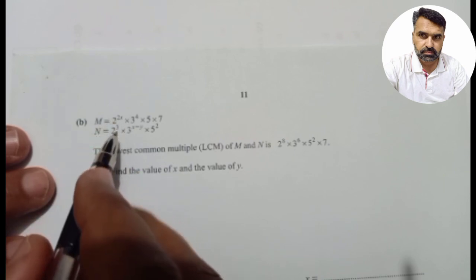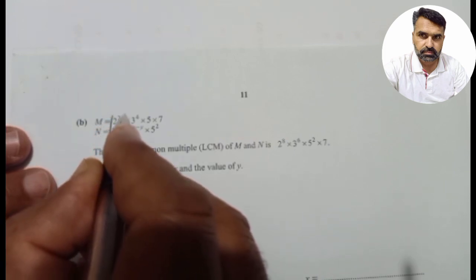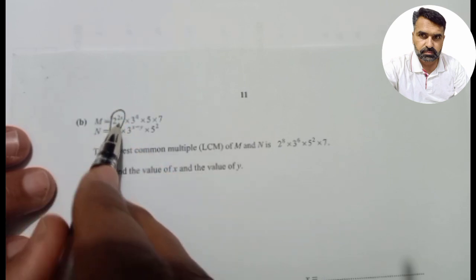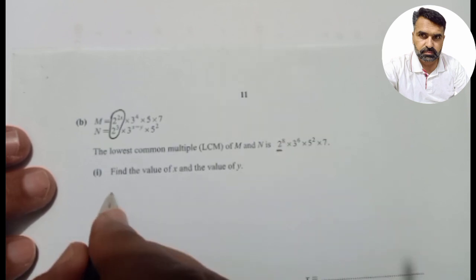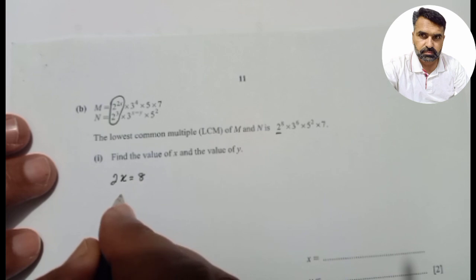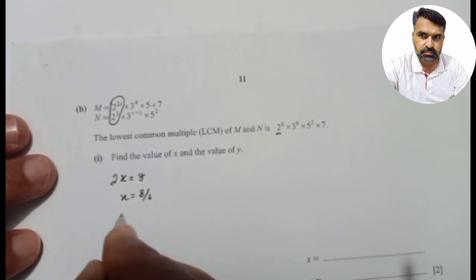So students, look at the powers of 2 in m and n. In m it is 2 to the power of 2x, and in the LCM the power of 2 is 8. So students, 2x will be equal to 8, and 2 is multiplying on the left side. When we transfer it to the other side, it will divide, and the value of x will be 8 by 2, and the value of x is 4.